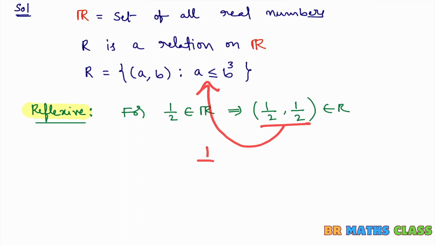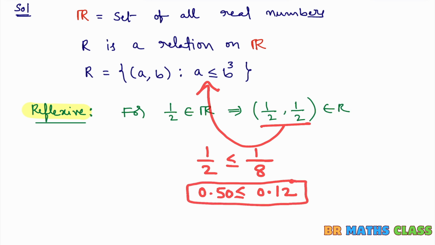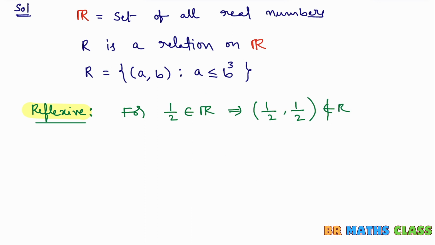What you will get? 1 by 2 is less than or equal to (1 by 2) whole cube. (1 by 2) whole cube is 1 by 8. 1 by 2 you know is 0.5, less than or equal to 1 by 8 which is 0.12. Here 0.5 means 0.50. Now you observe, is it true or false? Is 0.50 less than 0.12? No. Is 0.50 equal to 0.12? No. So clearly we can say that the ordered pair (1/2, 1/2) does not belong to the relation. I hope you understand.